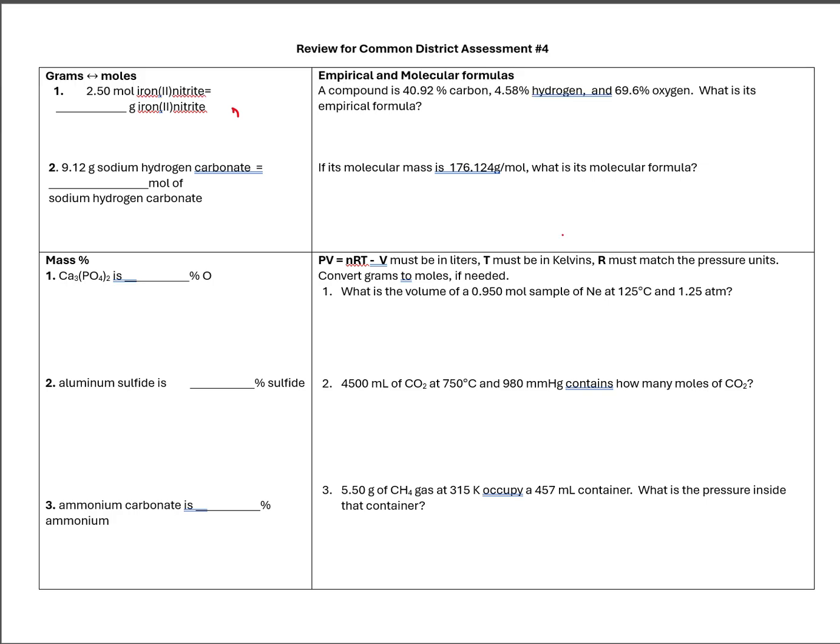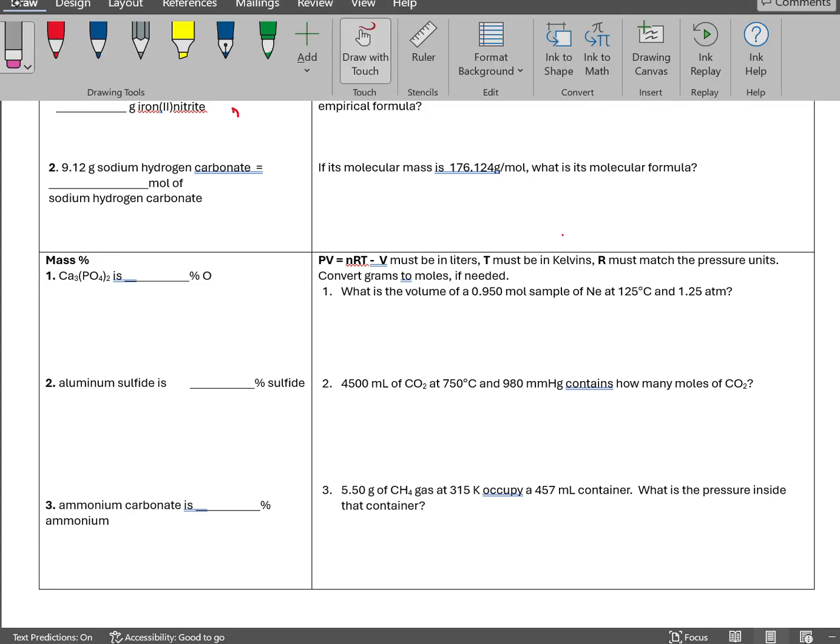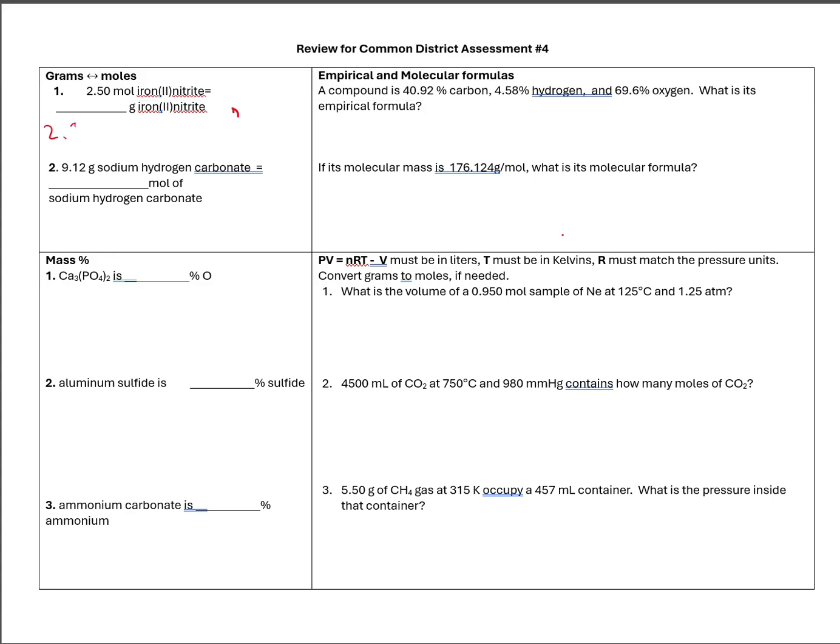So if we have 2.50 moles of iron 2 nitrite, that would be Fe(NO2)2. Got to know your naming for tomorrow. We have to look up the mass of that. As you'll recall, the mass off the periodic table, which when you add them all up, comes out to 180.84 grams equals 1 mole.